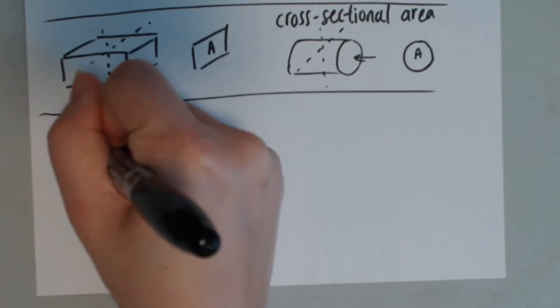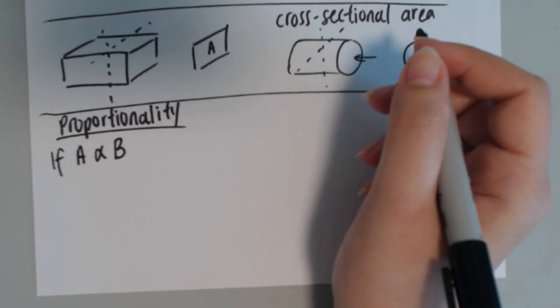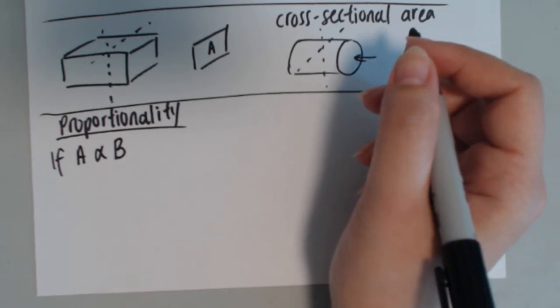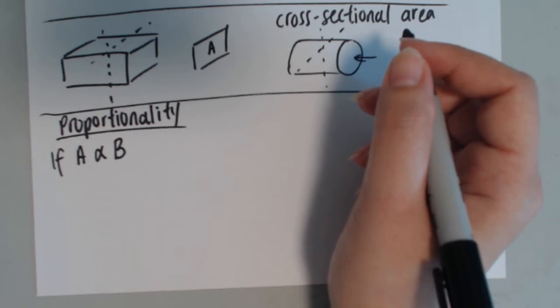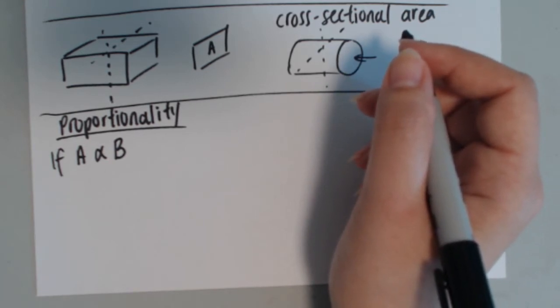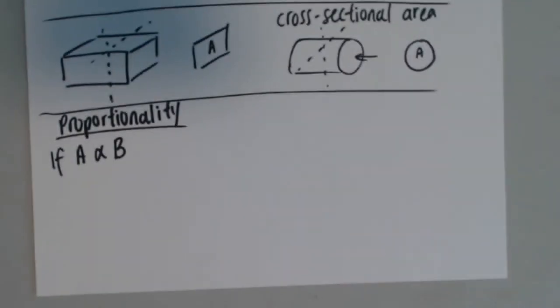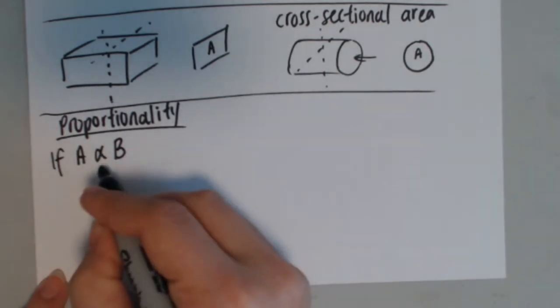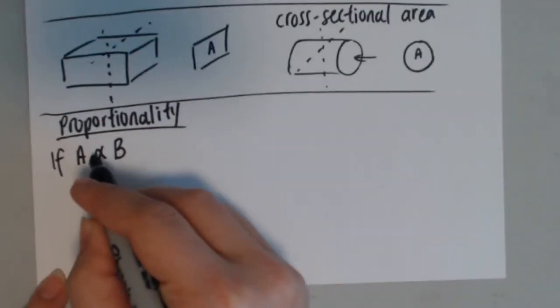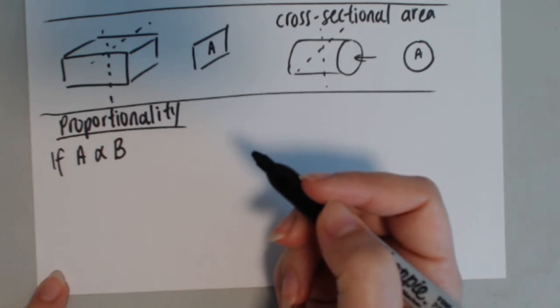So let's say a and b are proportional to each other. That means they have the same tendency. If one increases, the other has to increase. If one decreases, the other has to decrease. You cannot have two things that are proportional and have one thing increase while the other decreases. It doesn't work. Okay, so if you're ever given a proportionality statement, and this is the proportionality symbol, it kind of looks like a little fish, kind of looks like an alpha symbol too, okay?